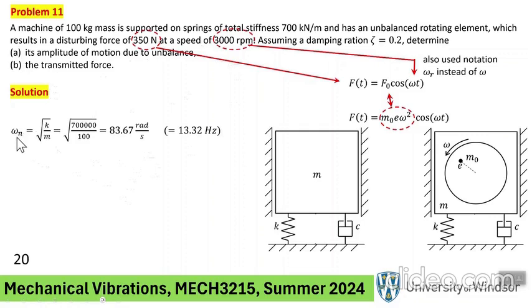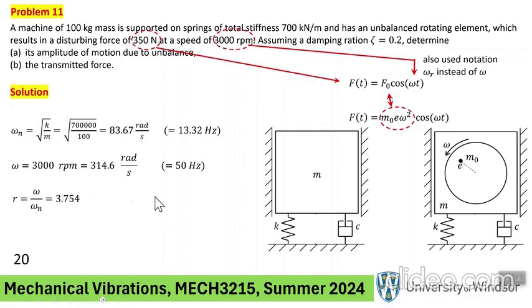Okay, so first of all, the natural frequency is the root of the stiffness, 700,000 Newton per meter, divided by 100 kilogram, and that gives you this many radians per second. And we know what omega is, 6,000 RPM. Convert omega to hertz or radians per second and find the ratio of omega over omega n, and that's going to give you the value of R.